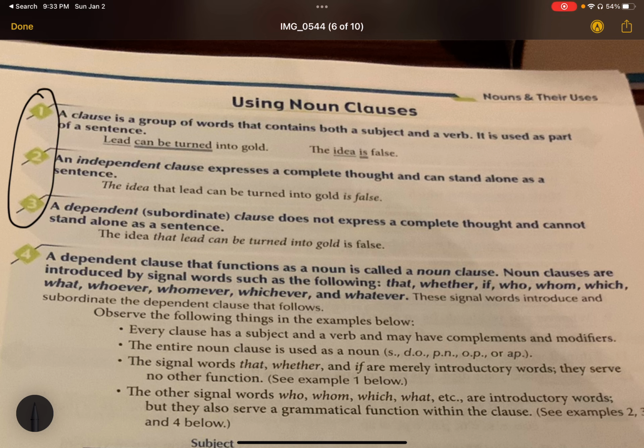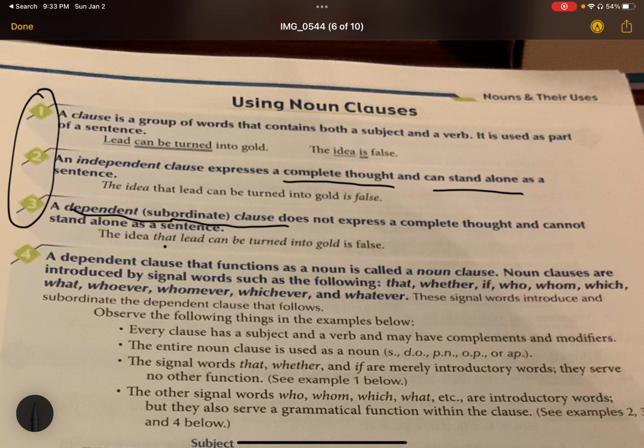So a clause is a group of words that has a subject and a verb. It's going to be a part of a sentence, either the whole sentence or a part of a sentence. If it's an independent clause, that means it expresses a complete thought and can stand alone. So an independent clause has a subject and a verb and expresses a complete thought. A dependent clause, otherwise known as subordinate clause, does not express a complete thought and can't stand alone.